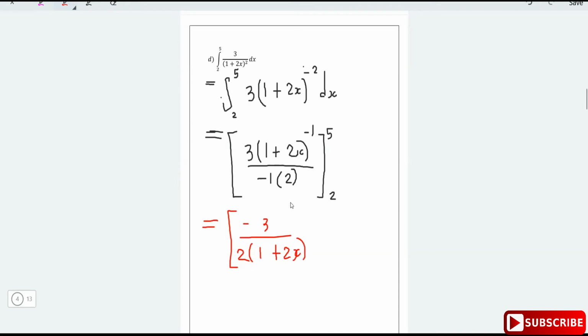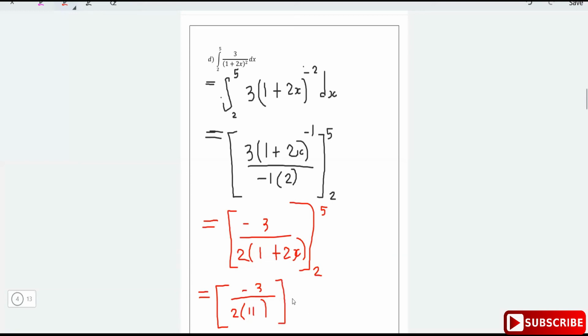I just want to write it as this, and we're integrating from 2 to 5. So all we have to do now is input 5 and 2. Inputting 5 and 2, what we're going to get is minus 3 over, putting in the 5, 2 times 5 is 10, plus 1 is 11, so that's 2 times 11.